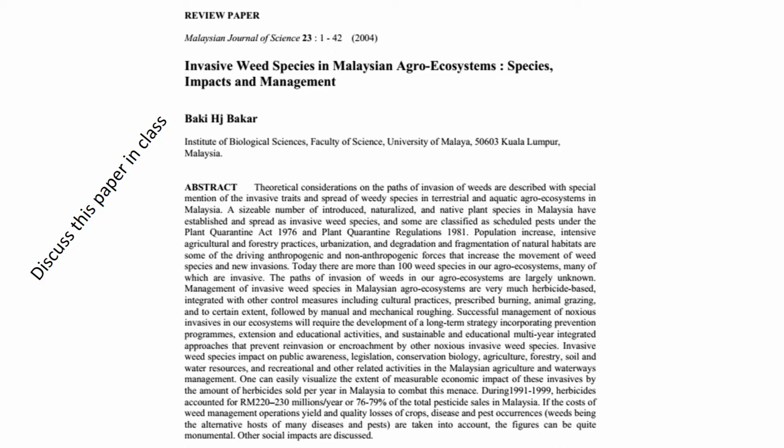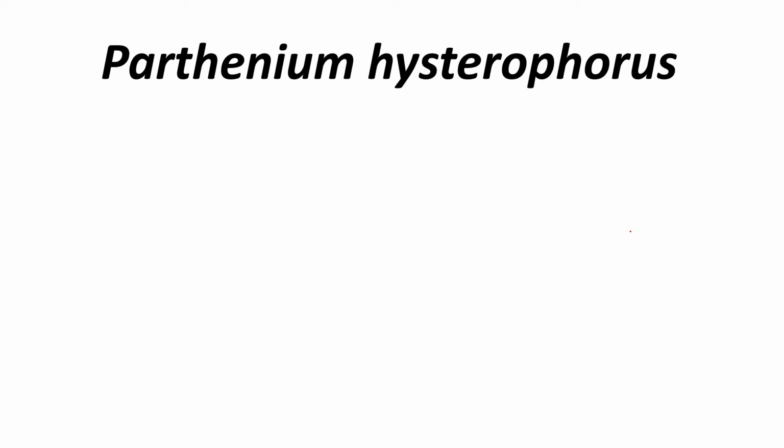Okay, I will provide this paper. Let's read this paper together. This paper reviewed invasive weed species in Malaysia. I want to discuss this during the lecture, and I hope you can read and try to understand this paper. A recent example of weed invasion was the emergence of Parthenium hysterophorus, the one that I mentioned before.